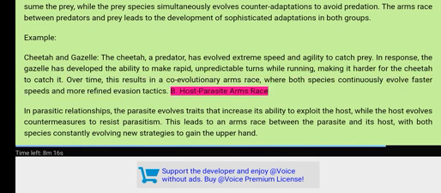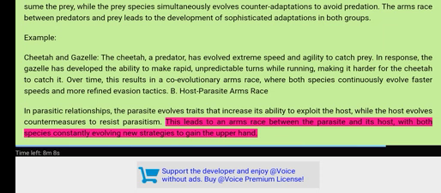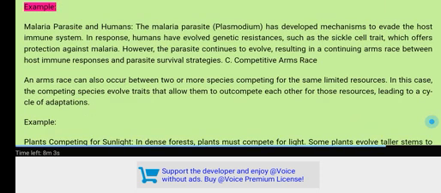B. Host-parasite arms race. In parasitic relationships, the parasite evolves traits that increase its ability to exploit the host, while the host evolves countermeasures to resist parasitism. This leads to an arms race between the parasite and its host, with both species constantly evolving new strategies to gain the upper hand. Example.